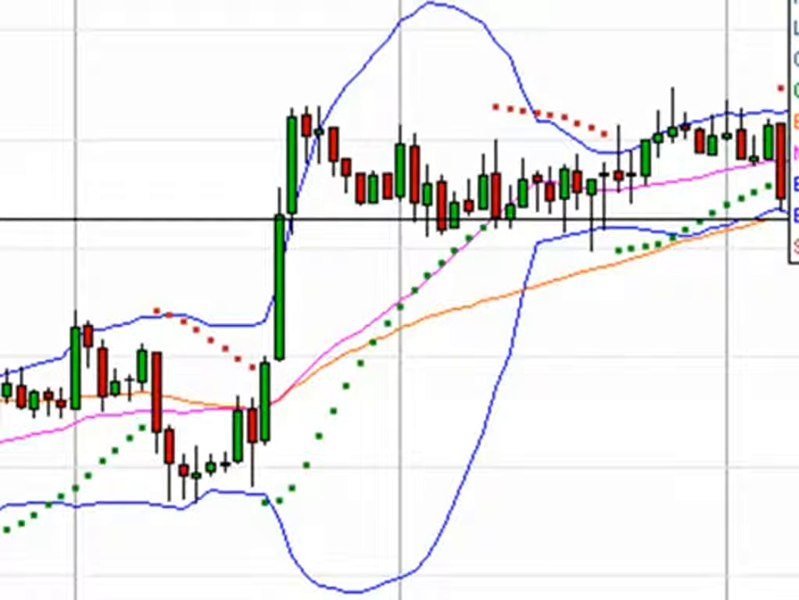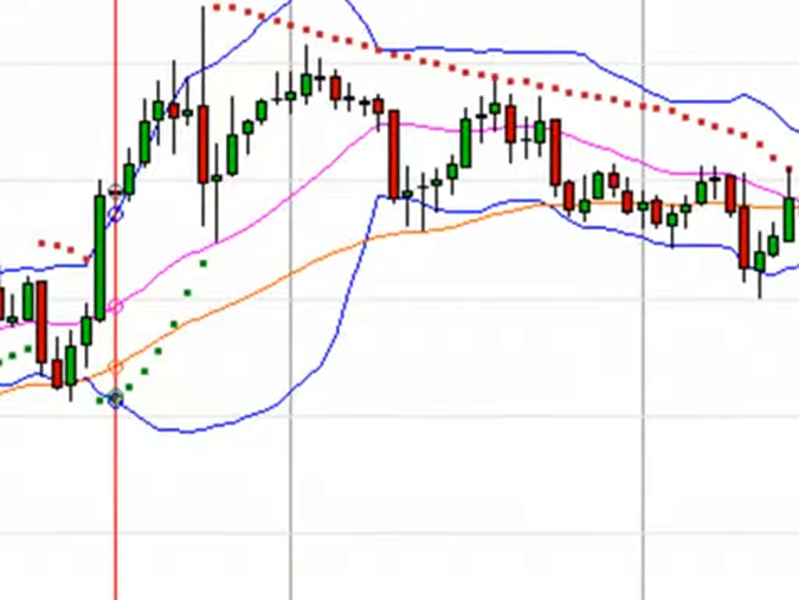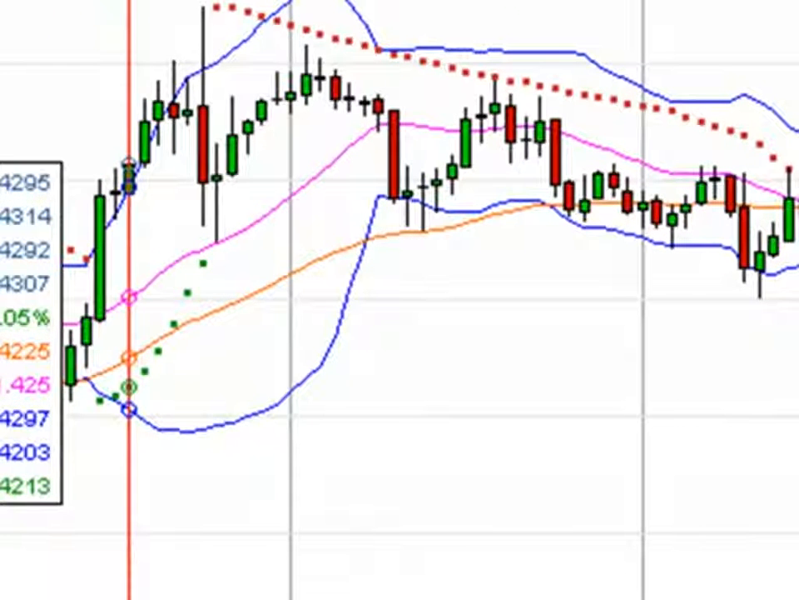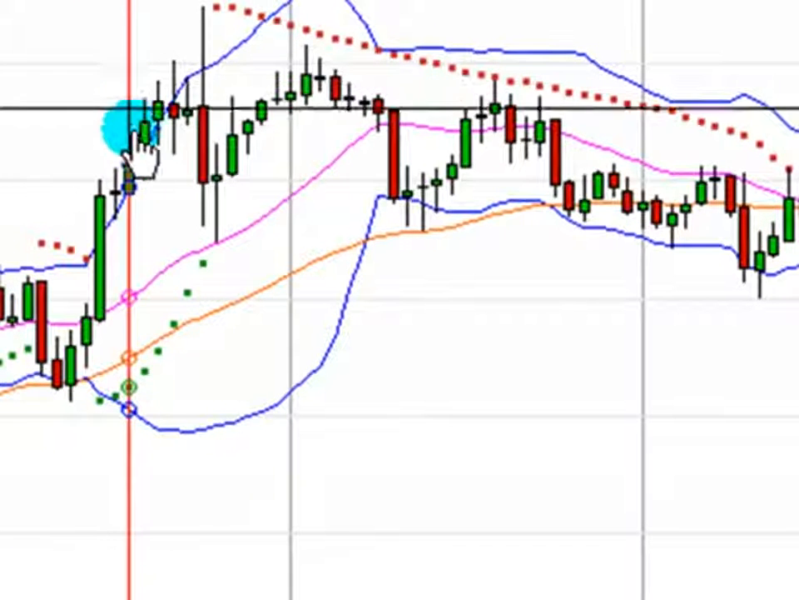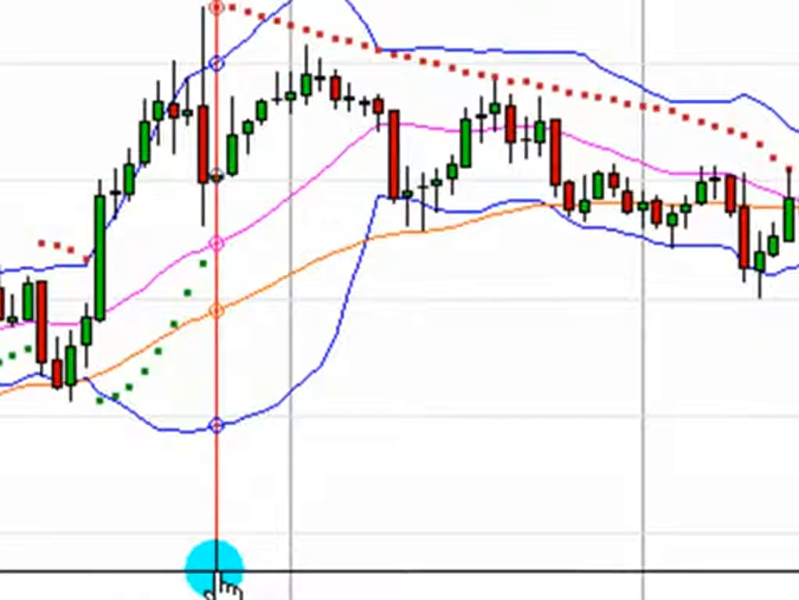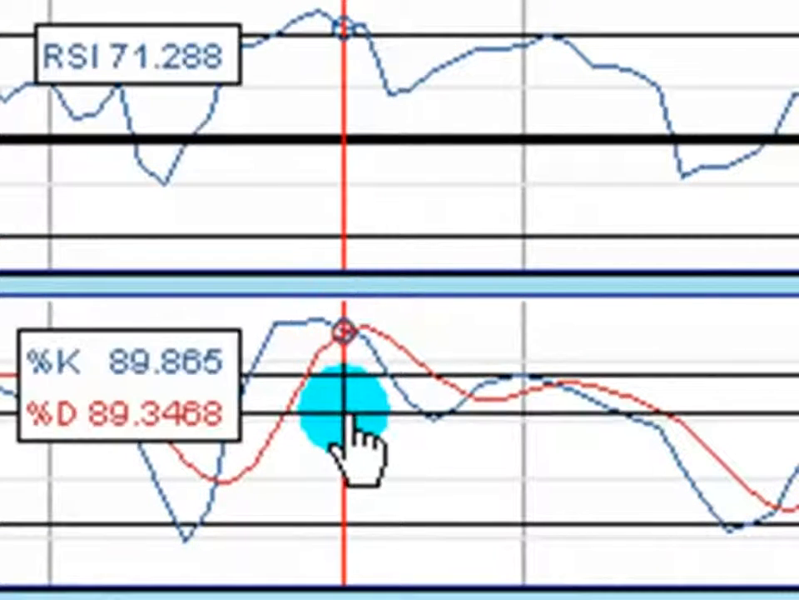So what exactly is this method? Here is a 60-minute chart of the euro and the US dollar. I use two simple moving averages, that is the 50 moving average and the 20 moving average. These are just the simple moving averages. I use a candlestick chart, and with that I add the RSI and the stochastic indicator.